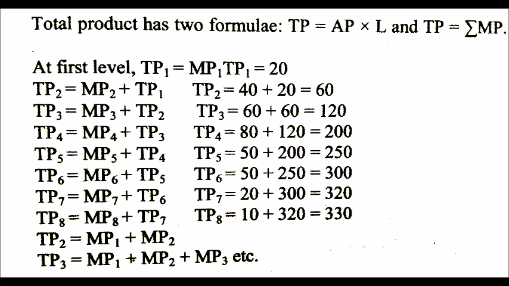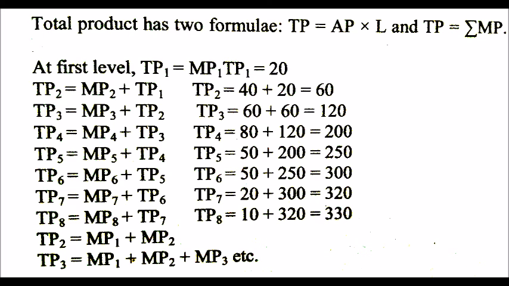You can also use this formula. TP2 is equal to MP1 plus MP2. Or TP3 is equal to MP1 plus MP2 plus MP3. TP4 equals MP1 plus MP2 plus MP3 plus MP4. If your mathematics is not good, you can use that formula. But if your mathematics is good, you can use what I've done to show you. Look at it carefully.